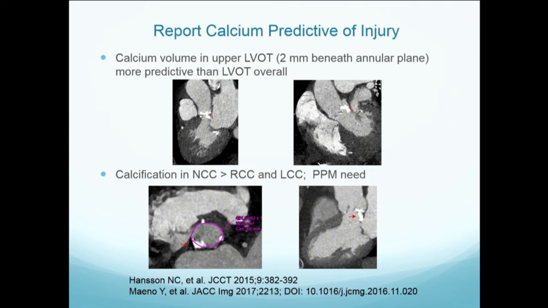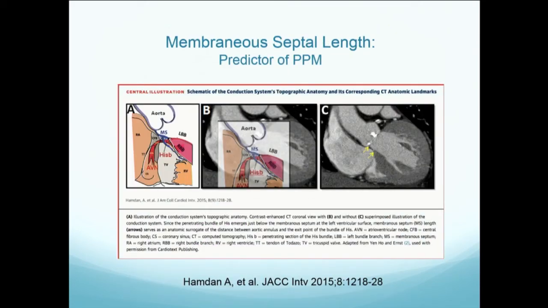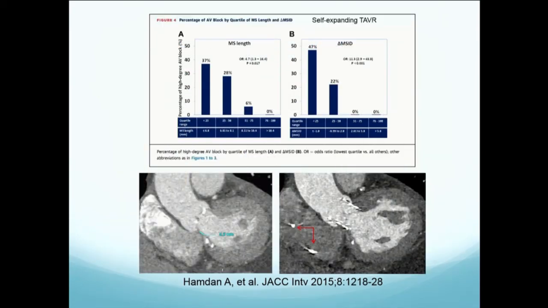pacemaker need. If you measure the membranous septal length, which is easy to measure on the AP view, it shows you where the right bundle branch is and where the His is. If you have a length that's under 8 millimeters using a self-expanding valve, you have a much higher chance of getting heart block. And it also occurs with Sapien valves. Here's an example of one of ours with a 5 millimeter septal length who required a pacemaker.